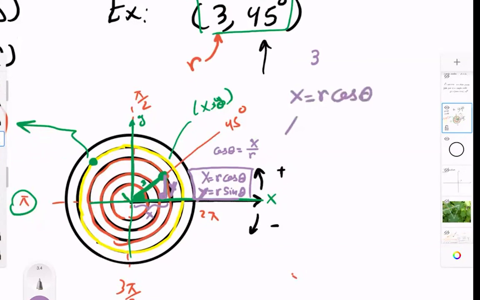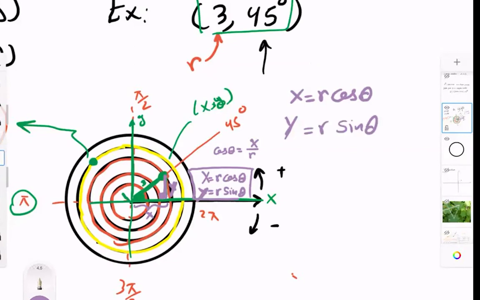I make mistakes because I feel I'm talking to myself. There's no camera on. I make a lot of mistakes on my own. So y equals r sine theta. Thanks, Brian. Thanks for turning your camera on.